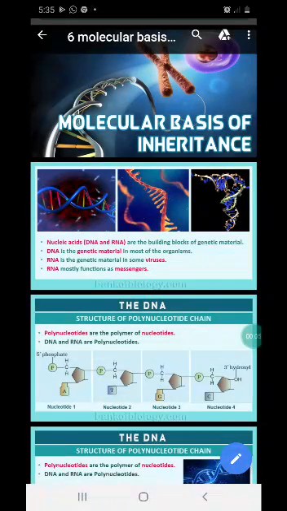Today you are going to discuss the second chapter in genetics and evolution, which is the molecular basis of inheritance. First we are going to study the structure of DNA.